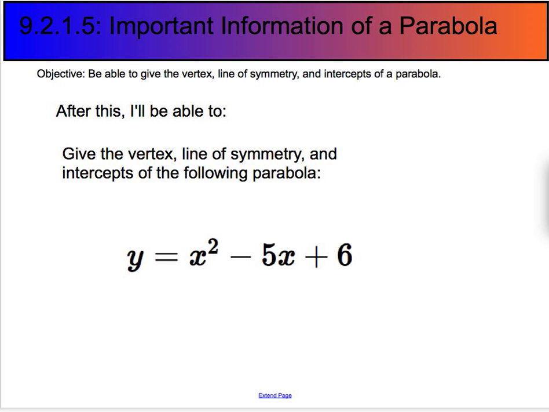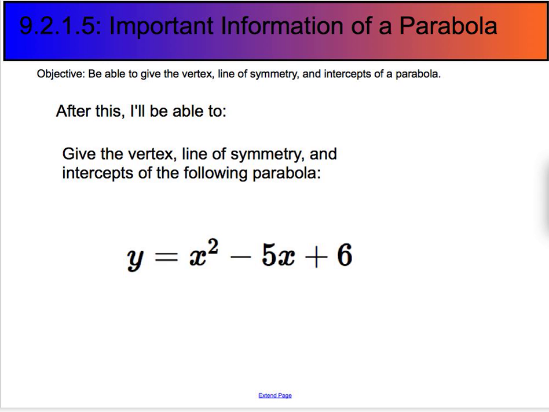This video is on how to find the important pieces of information from a parabola equation. And this one is different from the previous videos in that we're starting from standard form. Standard form is what you see in front of you. There are no parentheses. It is simplified all the way. And even though it's simplified, this actually makes quite a few of the steps more difficult.